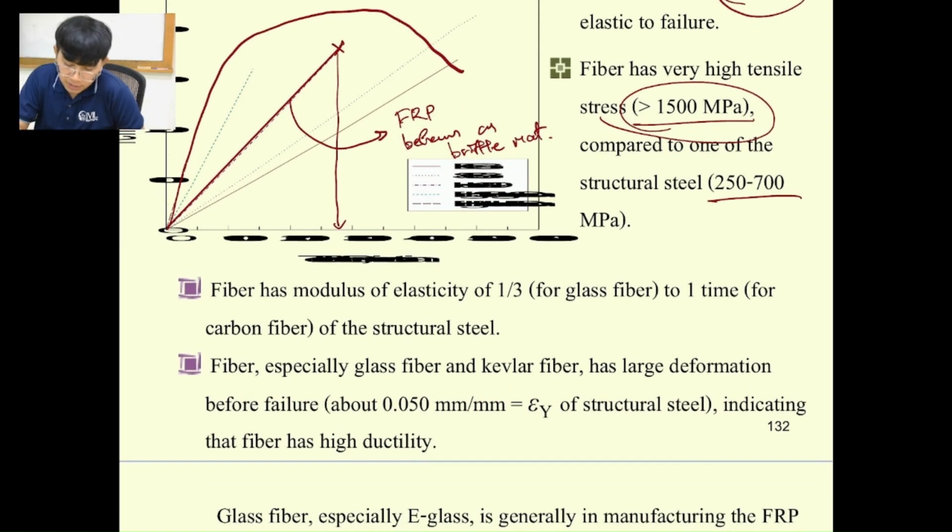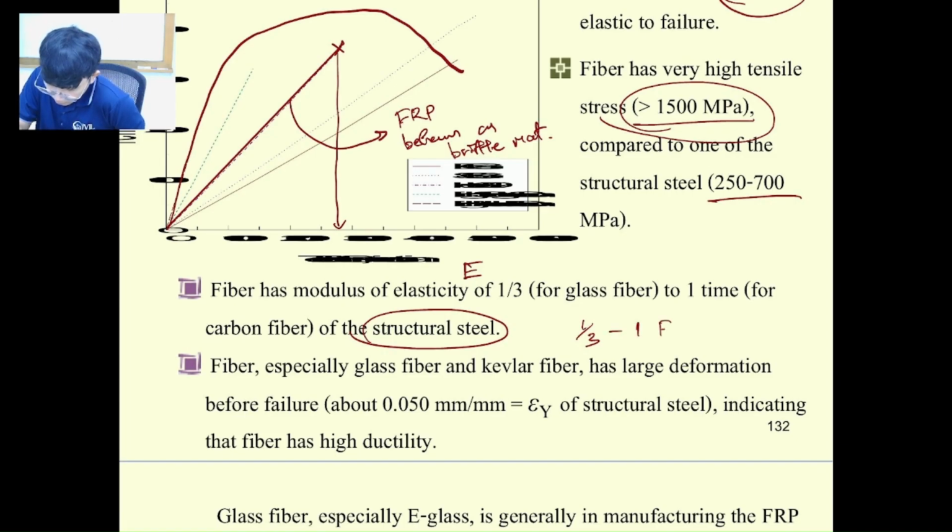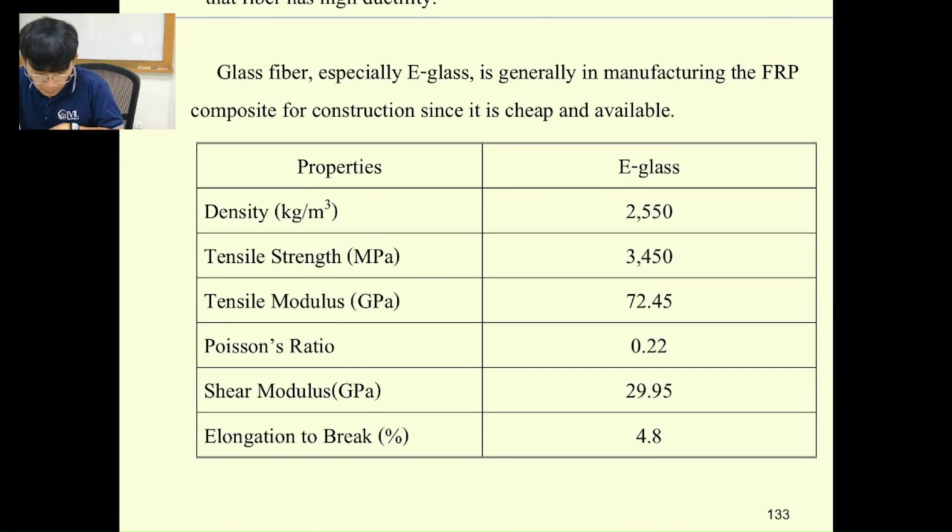And if you compare the modulus of elasticity with steel, it's going to have only about 1/3 to 1/5 of the steel's, which means it's not really stiff enough to use for really long structures to reduce the deformation compared to steel. Next, the glass fiber properties.